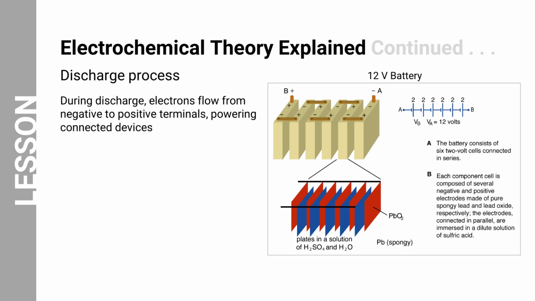Discharge process. During the discharge process, energy is released from the battery as electrons flow from the negative terminal to the positive terminal through an external conductor, such as a wire. This flow of electrons powers electrical devices connected to the circuit, such as lights, motors, or electronic devices.